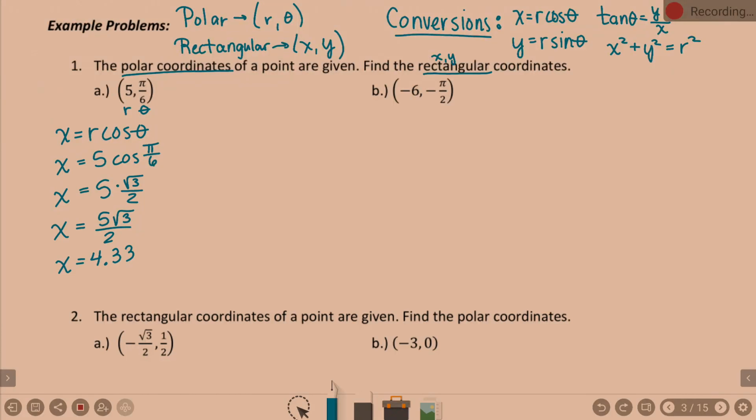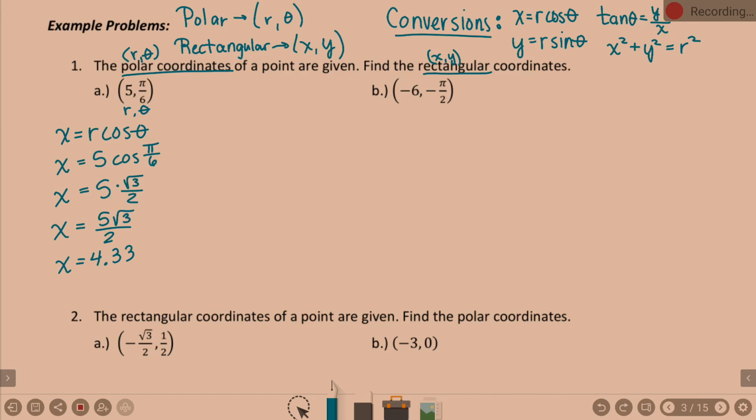Okay. We were working on given polar coordinates, trying to find our rectangular coordinates. So we were given r and theta, and our goal is to find x and y. And I suggested we use those 4 conversions, right? On that first one, we were given r and theta, so we used x equals r cosine theta. We found x to be either 5 square root of 3 over 2 or the decimal 4.33.